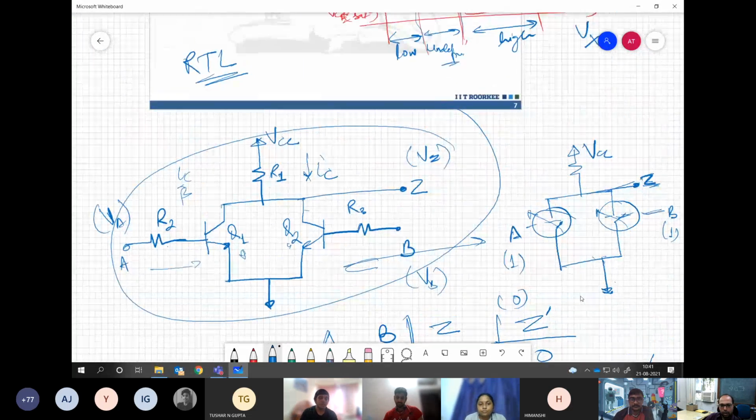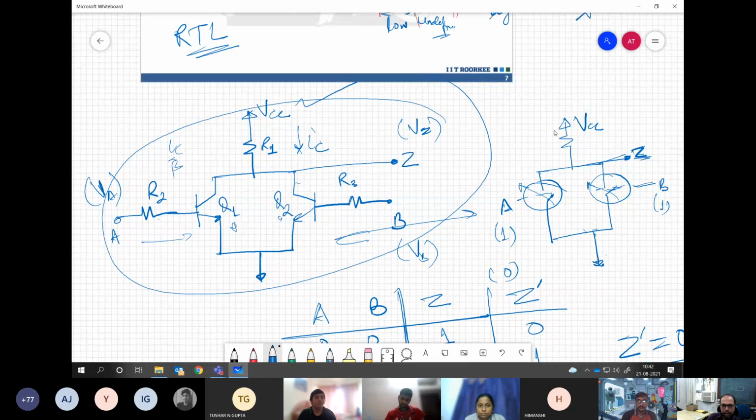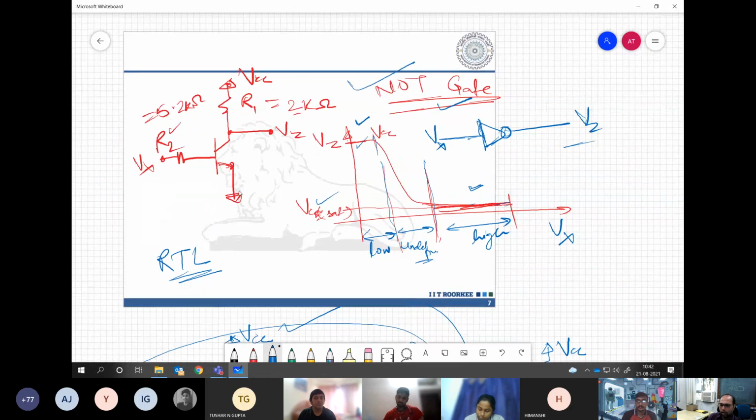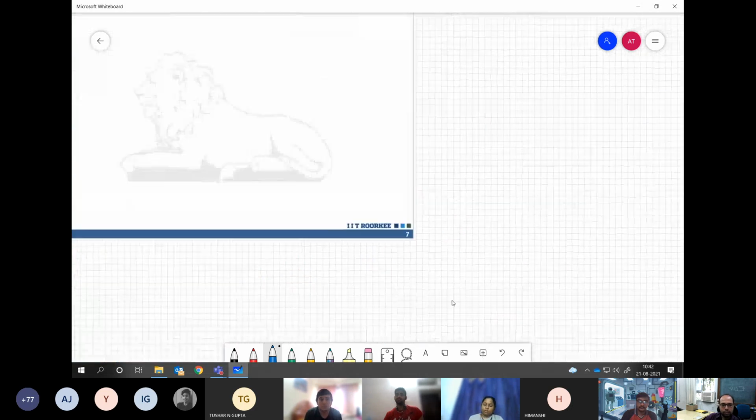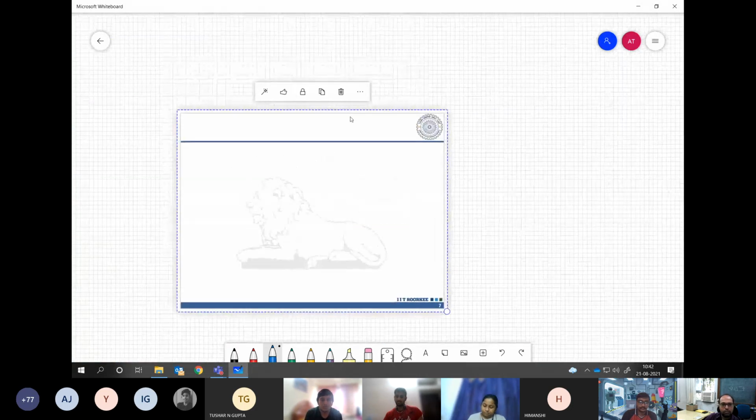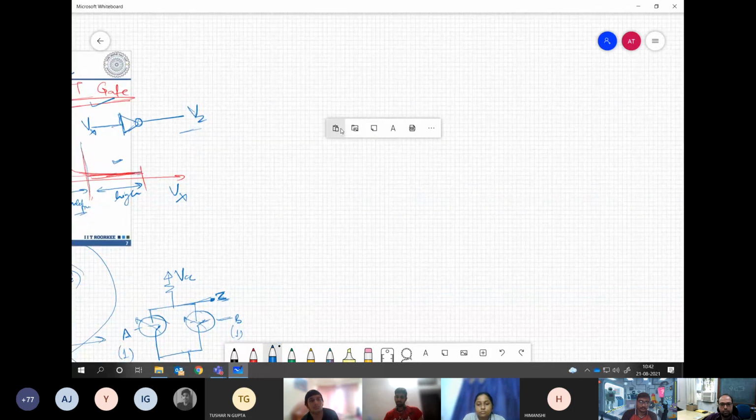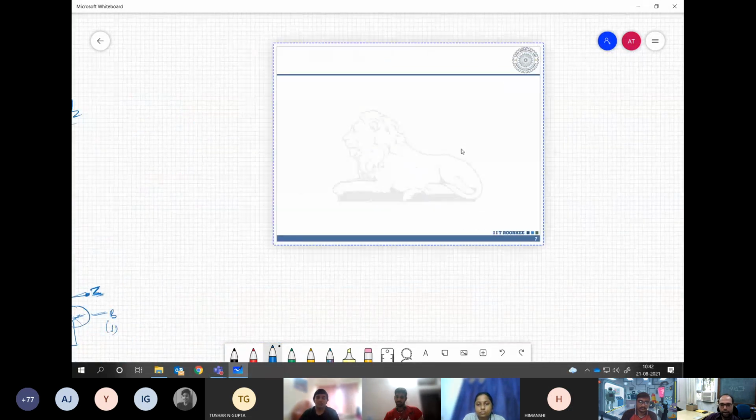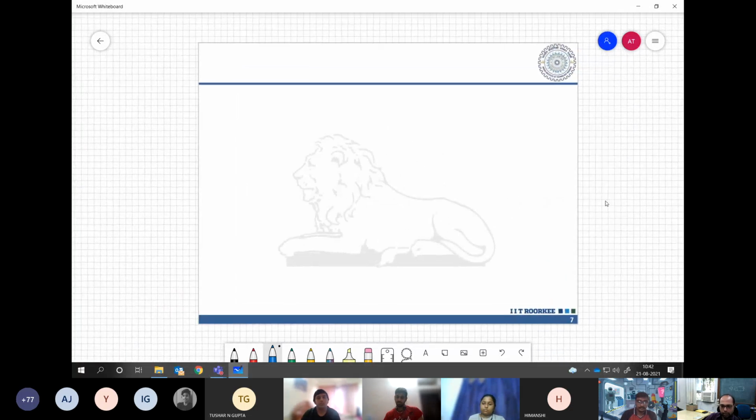Now once we have this NOR gate and the possibility for a NOT gate, we can realize any other gate using this kind of configuration, using the RTL logic. Now let's move to our next logic design. That is called diode transistor logic. So basically whatever we have learned so far, we are only going to connect it together.